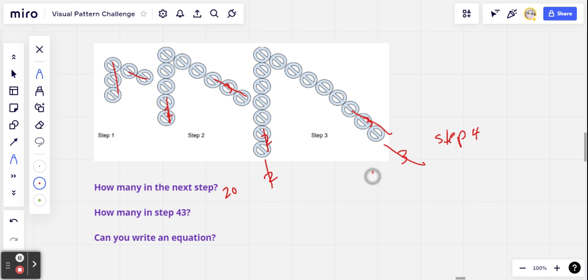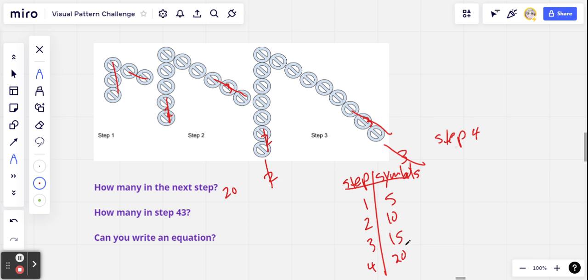Okay, let's take a minute and analyze this pattern. I'm going to make a chart with the step number and the number of symbols in each step. So in step 1, we've got 5. In step 2, that is 10. And in step 3, that's 15. And we're predicting 20 for step 4.